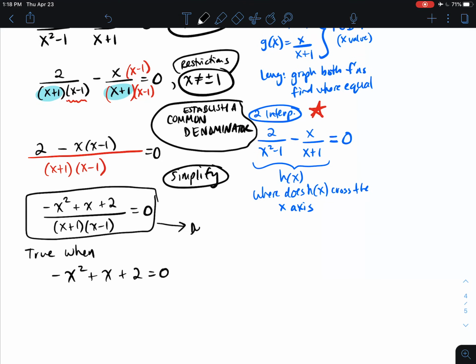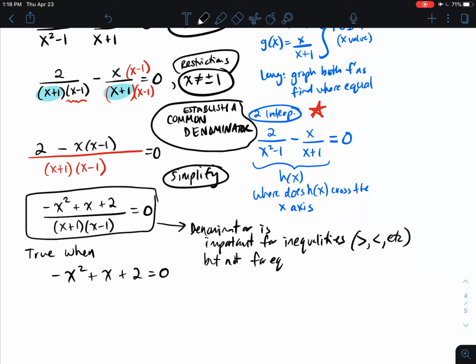I'm just going to put here that the denominator is important when we get to inequalities. And by inequalities, I mean greater than, less than, greater than or equal to, etc. But not really for equations. That's only because we don't need it to make the value of the function equal to 0. The denominator is not going to help us do that, because when the denominator is 0, our function is undefined, and that's not the same thing as 0.